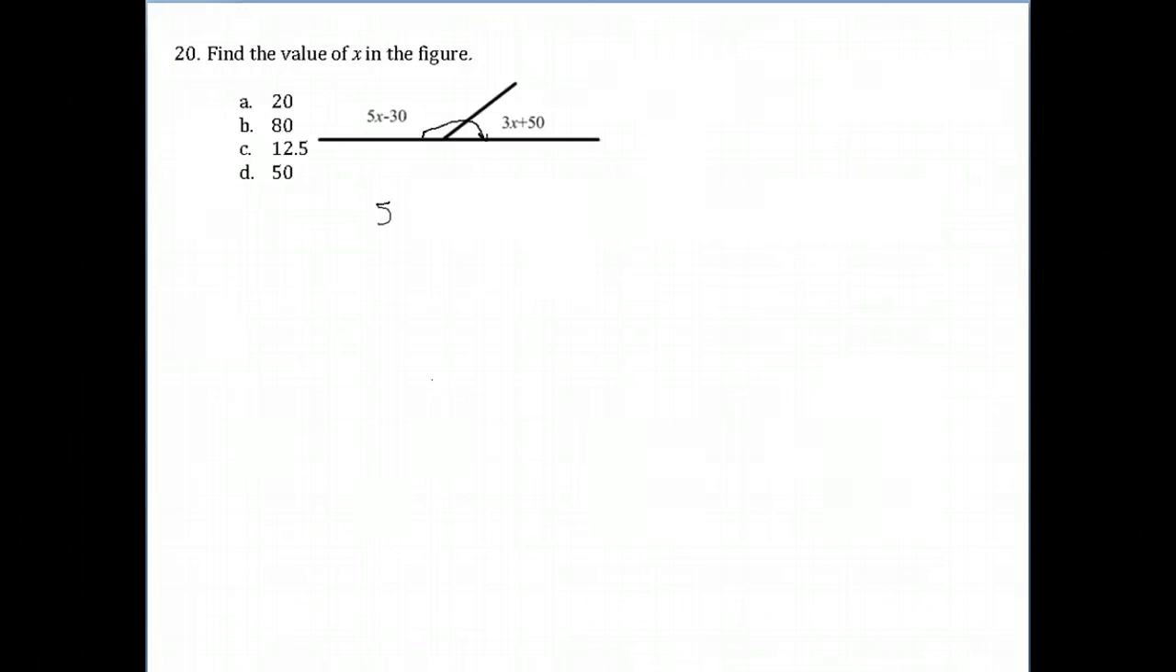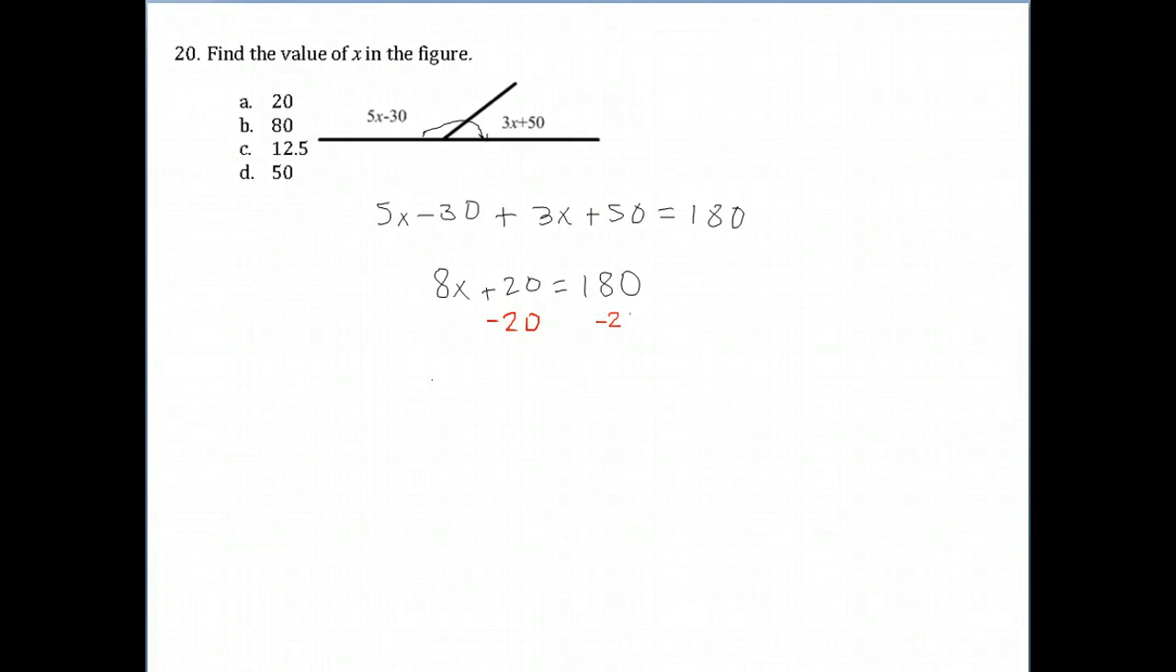So we have 5x minus 30 plus 3x plus 50 equals 180. And we go ahead and solve that equation. First, we're going to combine like terms. It's going to give us 8x plus 20 equals 180. Then we're going to subtract 20 from both sides, and we're going to get 8x equals 160. And finally, we're going to divide by 8 on both sides. And the value of x is 20.